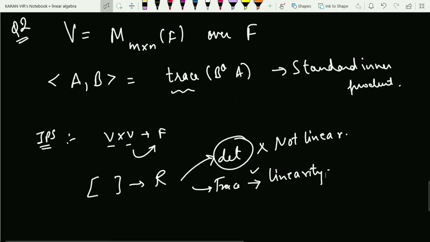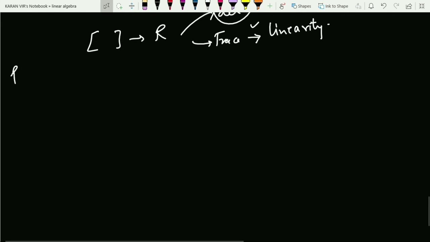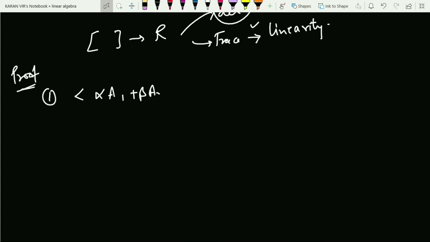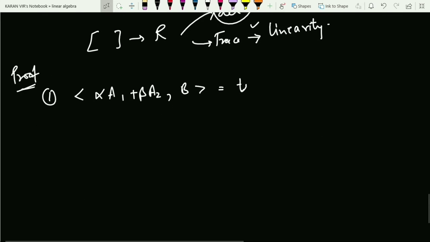Now let me check whether this map satisfies all the axioms of inner product spaces. Let us see the proof. What is my first axiom? If I take alpha times A1 plus beta times A2, inner product with any vector B, sorry, any matrix B, what is the definition? It is the trace of B theta into A. Now what is my A in this case? That is alpha A1 plus beta A2.